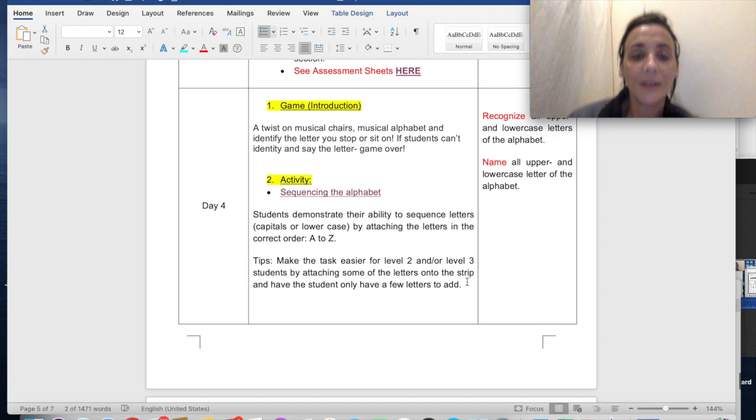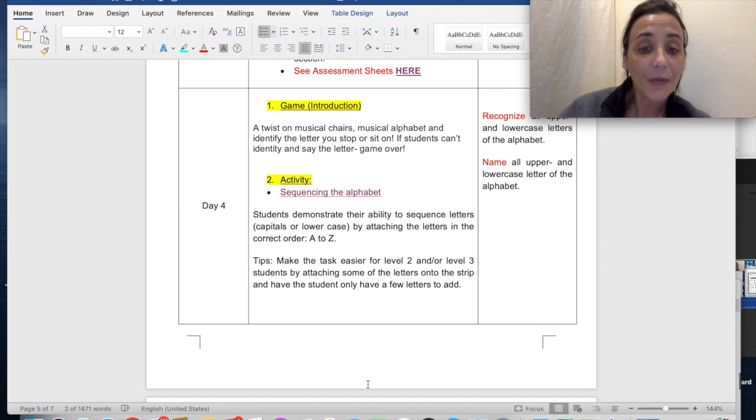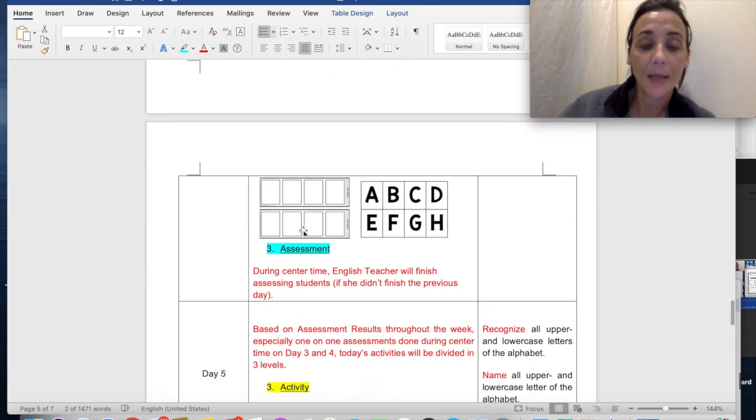The activity on day 2 would be sequencing alphabet. The students have to sequence, put the alphabet in order basically, A, B, C, D, E, F, G, but they will get a mixture of letters, so they have to find either capital or lowercase. They can mix it, doesn't matter.